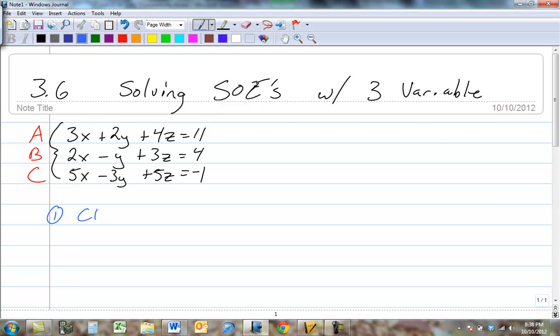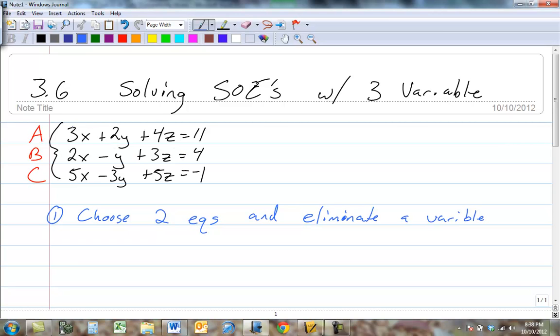Step one, choose two of the equations. Choose two equations and eliminate a variable. Now, you can eliminate any variable you like. You could eliminate the x's, you could eliminate the y's, you could eliminate the z's. Now, looking at this system, something might kind of jump out at you. You might notice that one variable is easier to eliminate than the others.